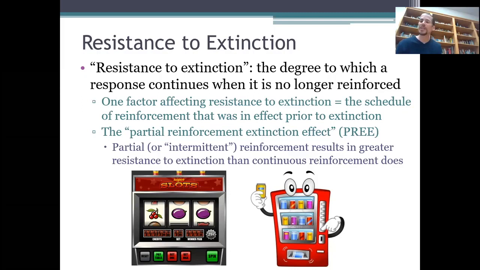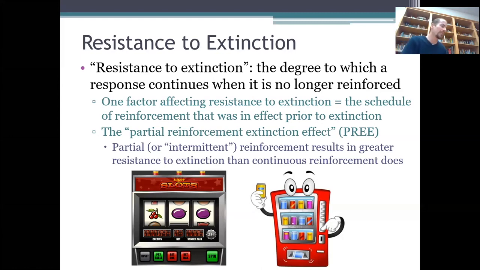And using the vending machine gets reinforced on a continuous schedule, right? So when the vending machine eats your money, when it doesn't give you the reinforcer, when you enter the extinction phase with the vending machine, you're not going to keep putting money into the vending machine over and over again like an idiot, right? You'll give up on that behavior quickly. But you'll keep putting money into the slot machine for longer because of the partial schedule that playing the slot machine had been on before extinction. So again, partially reinforced behaviors tend to be more resistant to extinction than continuously reinforced behaviors do. That's the essence of the partial reinforcement extinction effect.